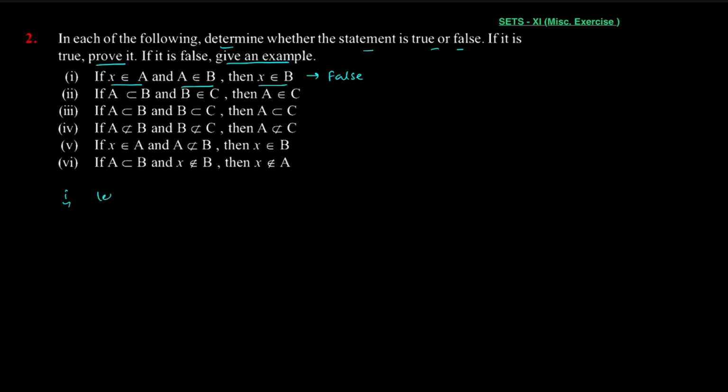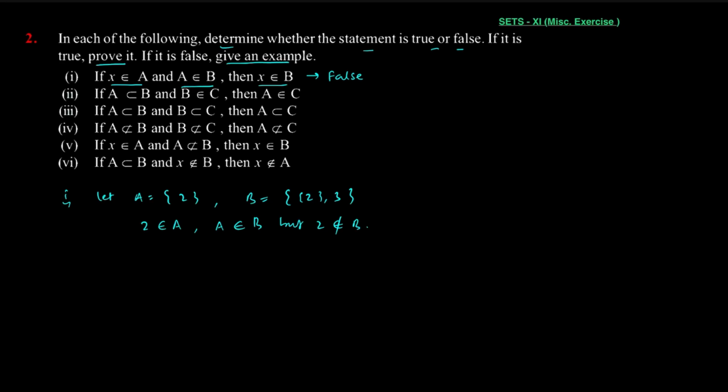Let us suppose we are given a set A having only one element, that is 2. And we have another set B having elements 2 and 3. So here one can observe that 2 belongs to A and A also belongs to set B, but 2 is not an element of set B.